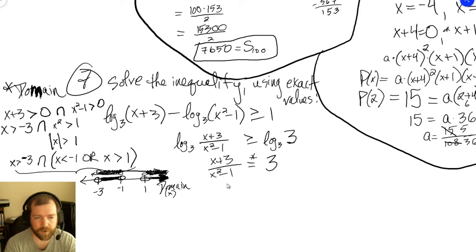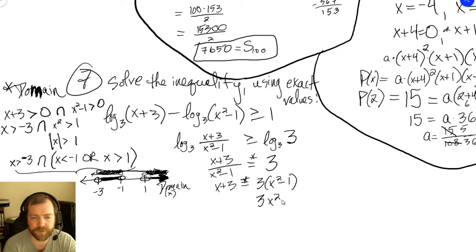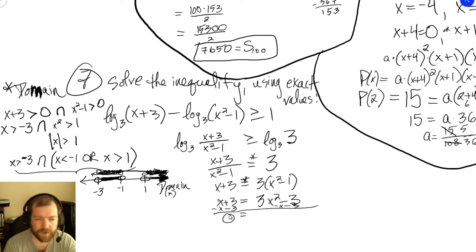Here, we're going to multiply both sides. This becomes x plus 3 is, pretend, equal to 3 times (x squared minus 1). 3x squared minus 3 is equal to x plus 3. Subtract x, subtract 3. And this becomes 0 is equal to 3x squared minus x minus 6.